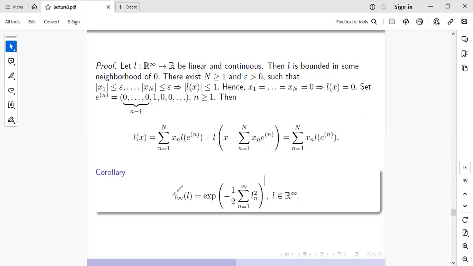And so we can compute the Fourier transform of this measure gamma infinity, and it will be equal to exponent of minus 1/2 times the sum of Ln squared, where L is a linear continuous functional on R infinity. Again, this series converges because only a finite number of coefficients Ln are not equal to 0.